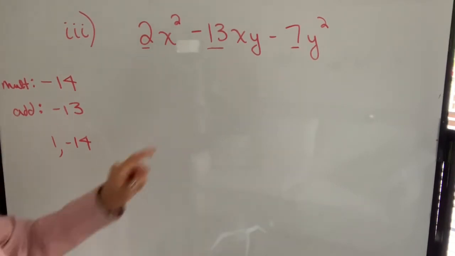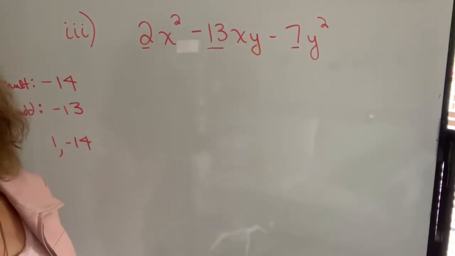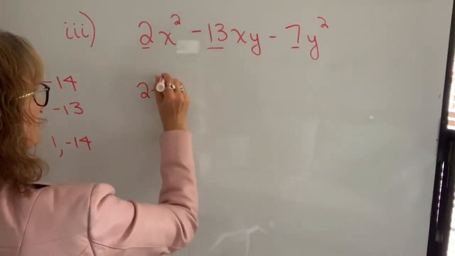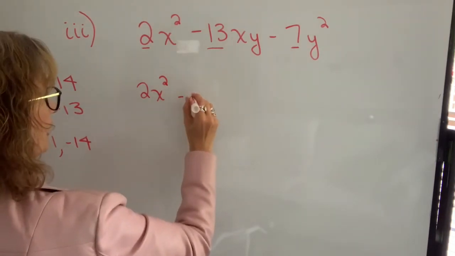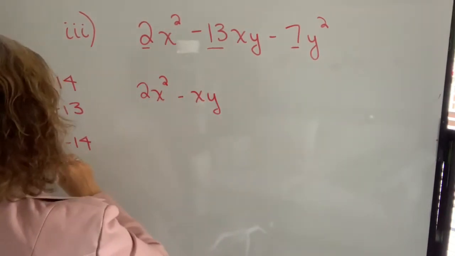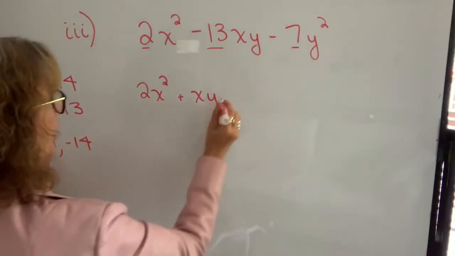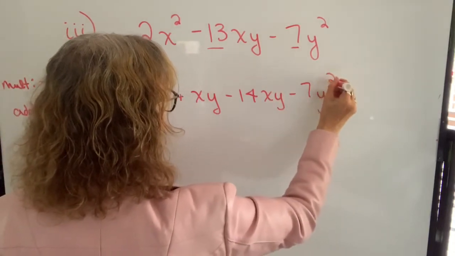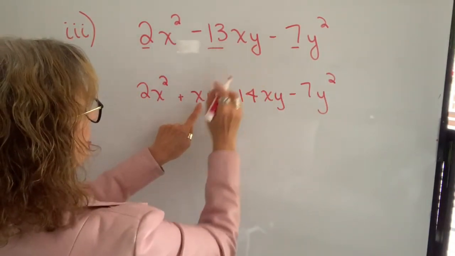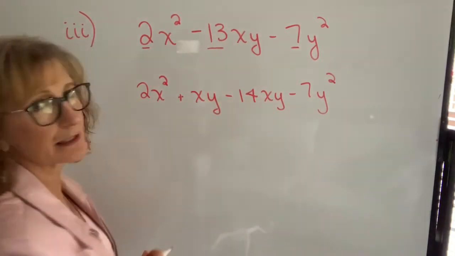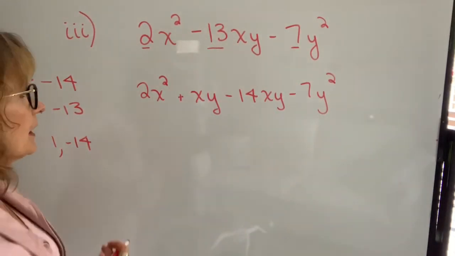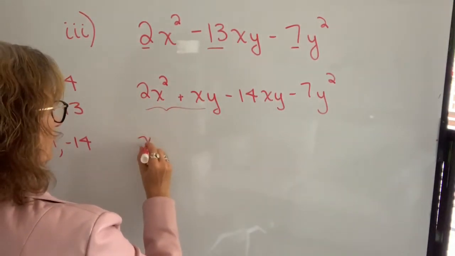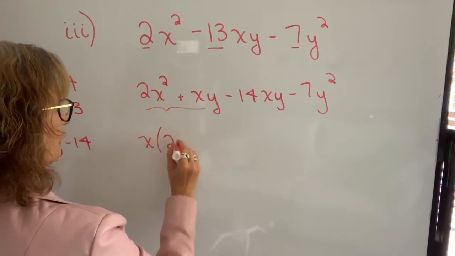So what I'm going to do is split this term into two terms having these coefficients. So I have 2x squared, and I'm going to go negative 1xy. Oops, sorry, it's a plus 1xy, and then minus 14xy minus 7y squared. So negative 13xy is equivalent to 1xy minus 14xy. So I haven't changed any values. This will allow me to factor by grouping. So I factor an x out of each of these two terms, and I'm left with 2x plus y.